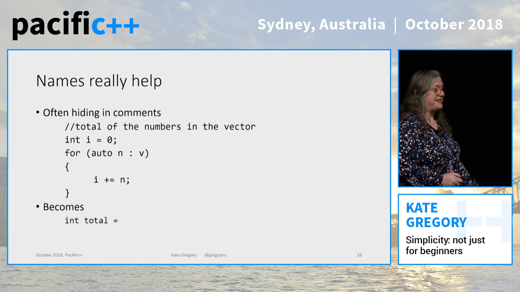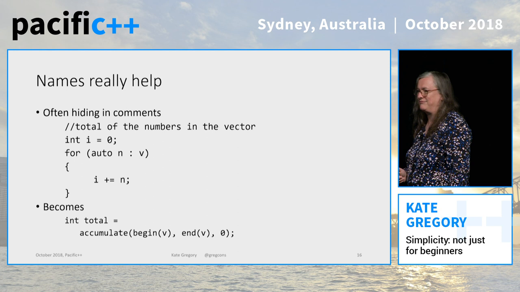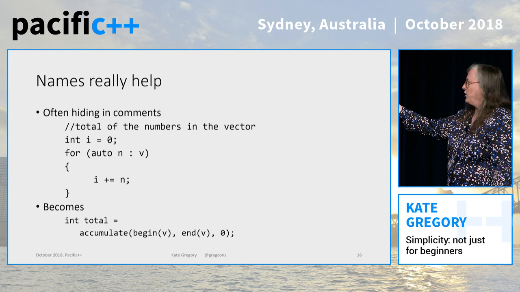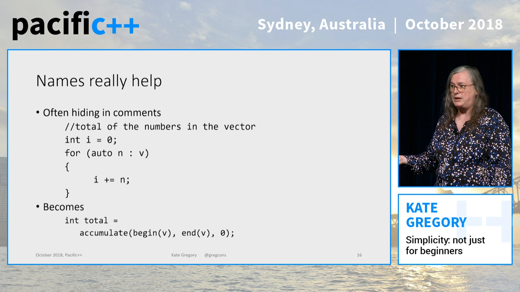Now you notice I'm almost out of slide, so you know what the next trick is? That work's been done. Accumulate, which I always think of as being an algorithm, but which is actually in numeric, will add up everybody in the vector. Now you have a verb, which is always a good sign. People know what's going on. People can look up accumulate if they don't already know it. You don't need to explain that it totals all the items in the vector, because if you look up accumulate, you'll see that's what it does.